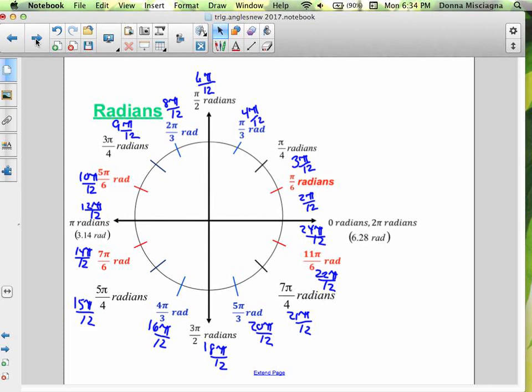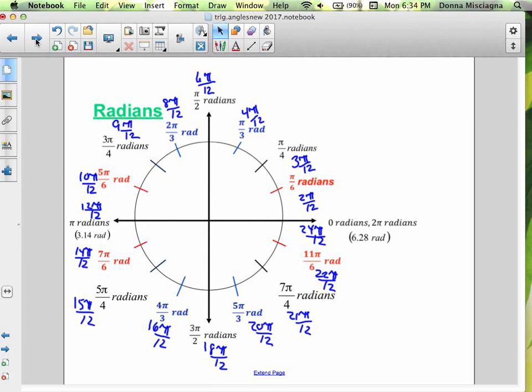8 pi twelfths, now we're in the second quadrant. That's 2 pi thirds. 9 pi twelfths is the same as 3 pi fourths. 10 pi twelfths is the same as 5 pi sixths. There's no 11. Well, there is an 11, but it's not that important, and we're not going to be looking at 11. So I didn't graph an 11, but then I did graph 12 pi twelfths, which is the same as pi.